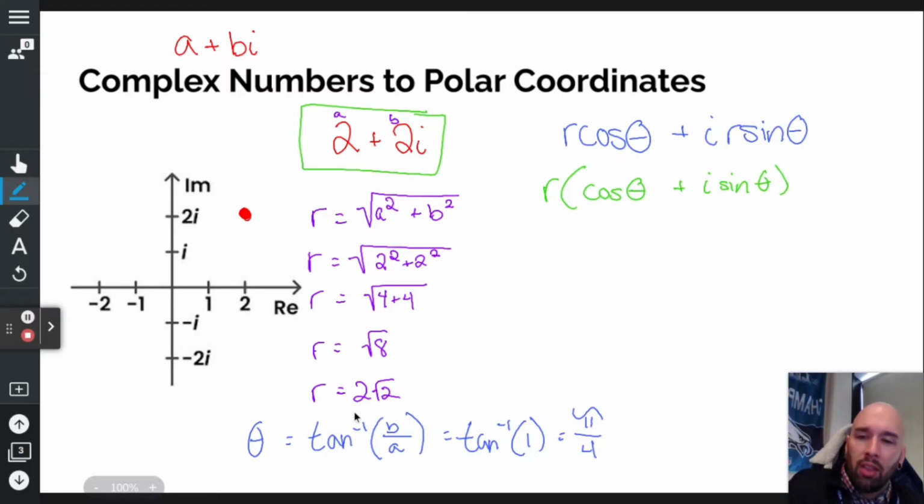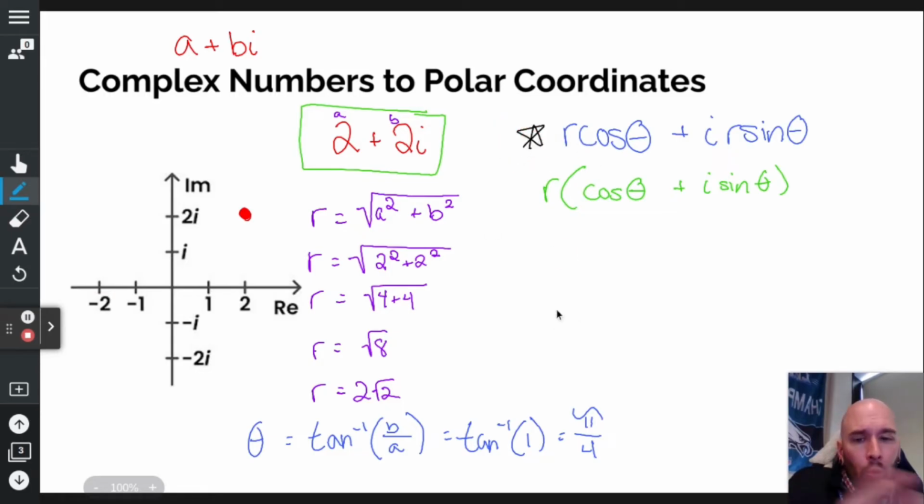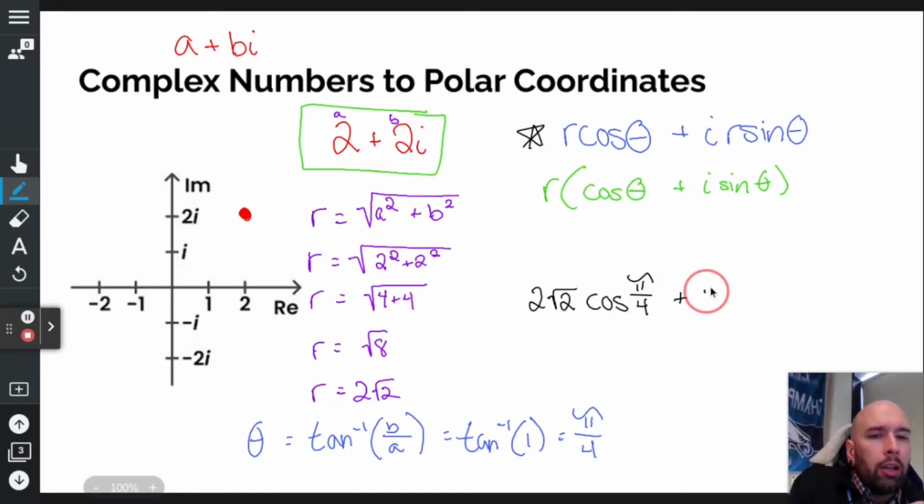So in order to take these two pieces of information and make it look like one of those, I'm going to make it look like the blue one because I use that much more often. I'm going to say that this complex number written in polar form is now going to look like 2 root 2 cosine of pi over 4, plus 2 root 2 (let's attach an i there, not inside the square root, because that wouldn't make sense) sine of pi over 4.